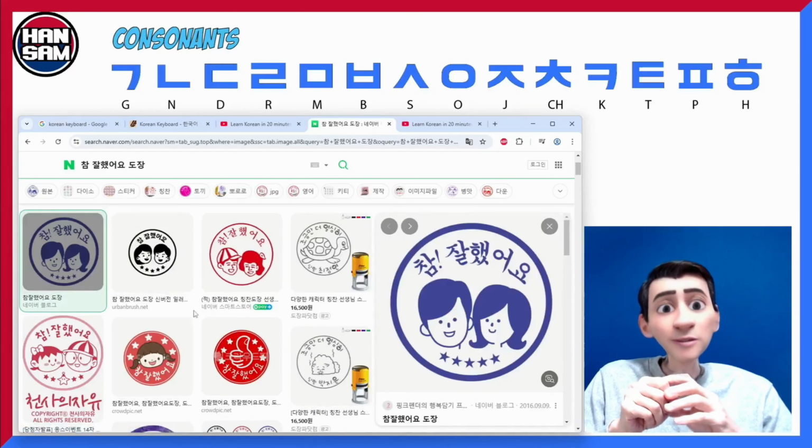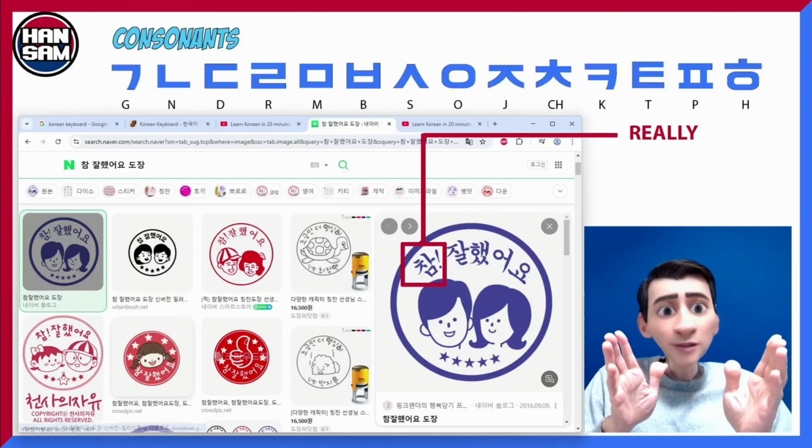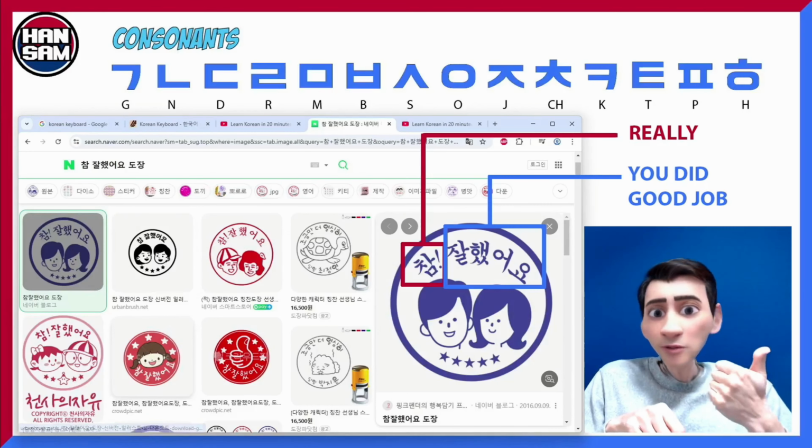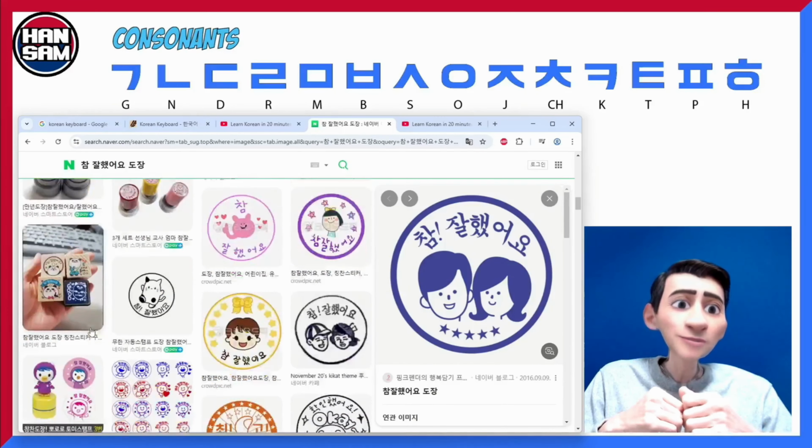How do I say in Korean? 참 잘했어요. 참 means really. 잘했어요 means you did good job. When I was an elementary school kid, I used to get this stamp on my homework.